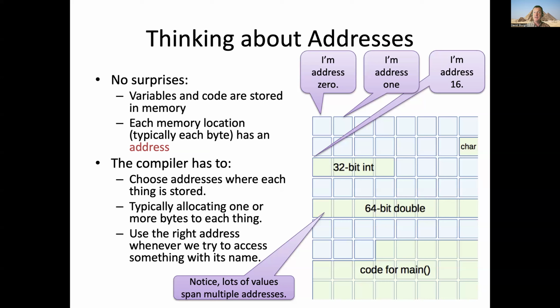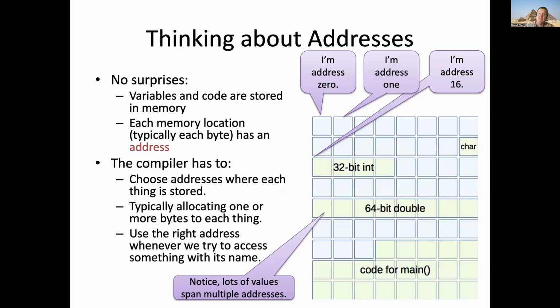For bigger types like a double, at least on the common platform, that needs 8 bytes together in memory. And even things like the code of the functions in your program are stored in memory as a sequence of low-level machine instructions, one after another. So code for main might take hundreds or thousands of bytes, depending upon how big your main function is.